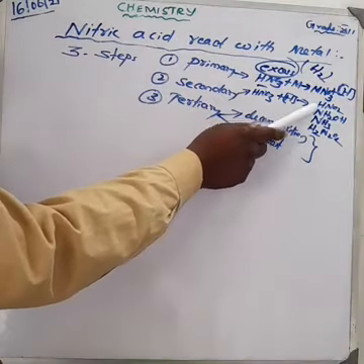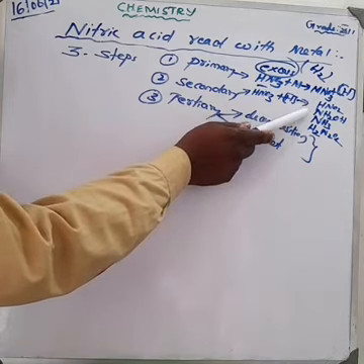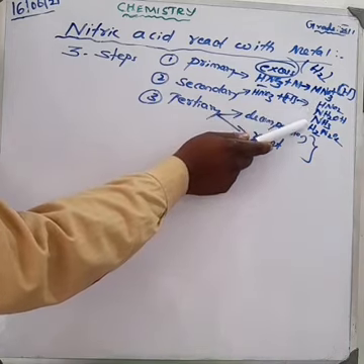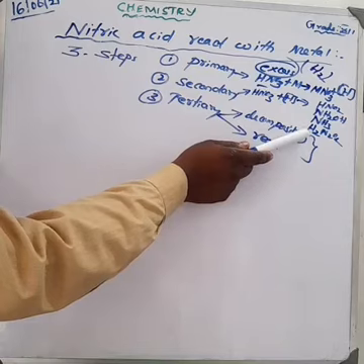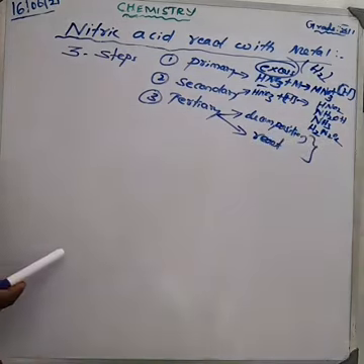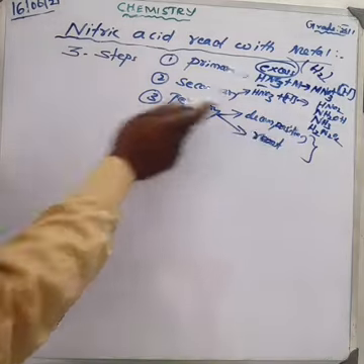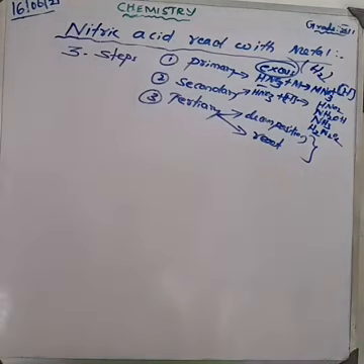Reduction products: you know that one, nitrous acid. What is the formula of nitrous acid? HNO2. Hydroxylamine, NH2OH. Ammonia. Hyponitrous acid, that is H2N2O2. These formulas we are learning today only. So try to learn how to write the formulas also, very important.